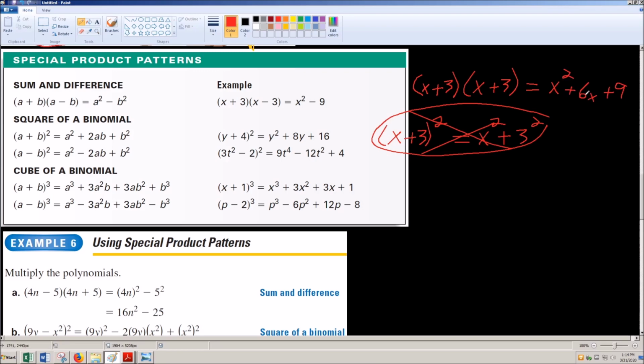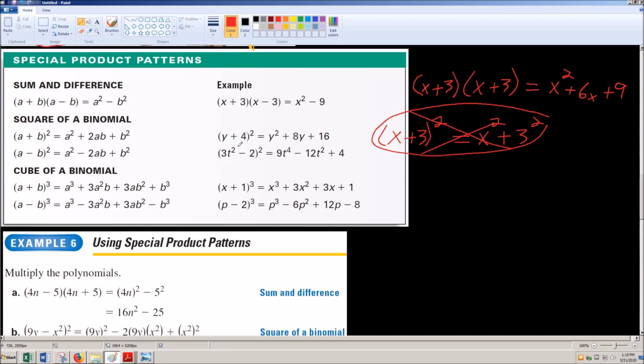And if you're thinking, well, how do I do it so quickly? How do I know what this middle term will be? It's just going to be 2 times this first term times the second term. That's it. And the same is true when I'm doing subtraction. It's just that it'll be negative. So here's 2ab and here's negative 2ab. Again, just depending if it's a positive or negative sign. Here's an example here, pretty straightforward, using y plus 4.